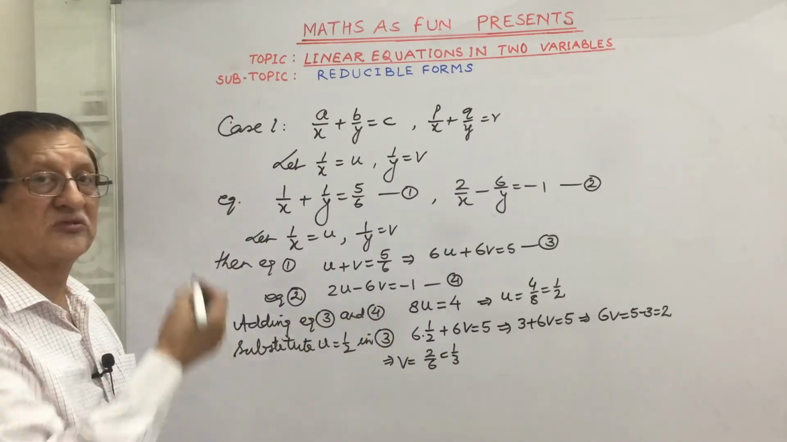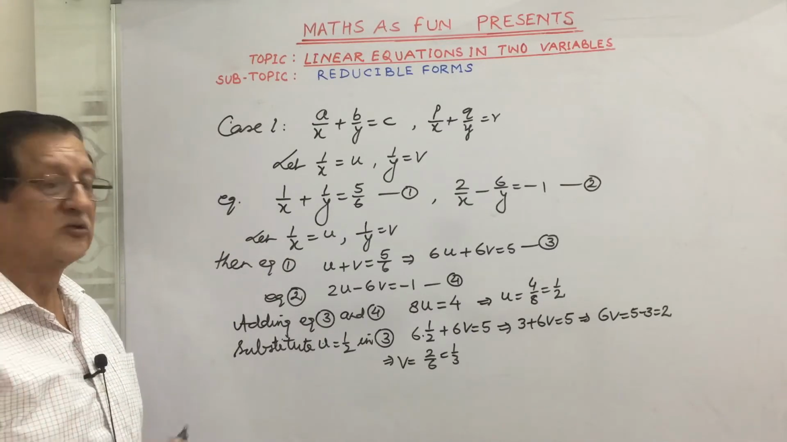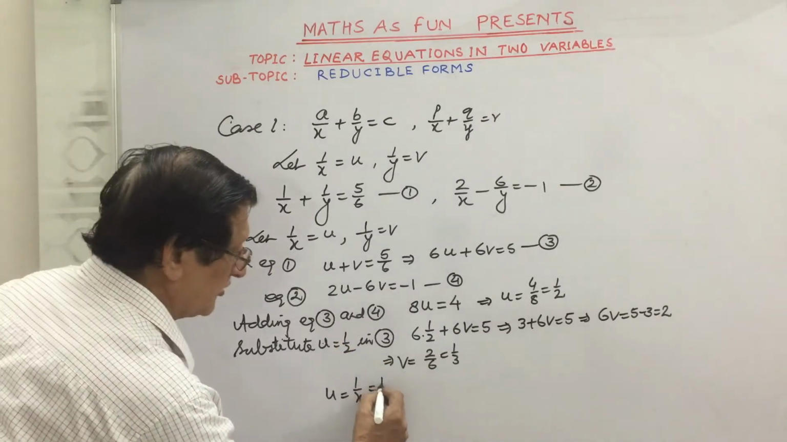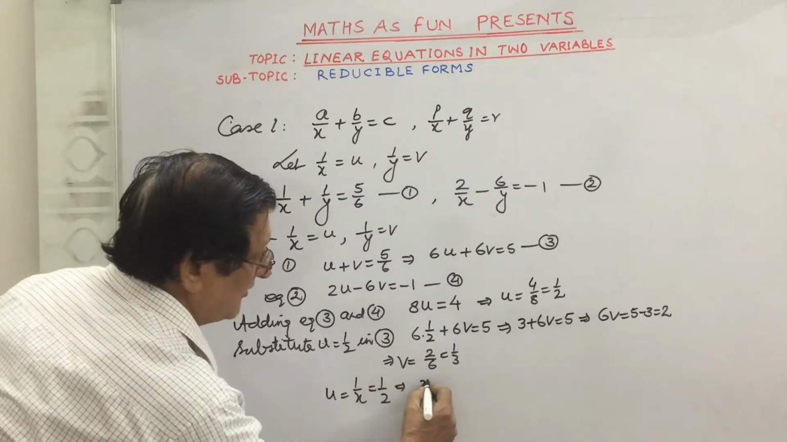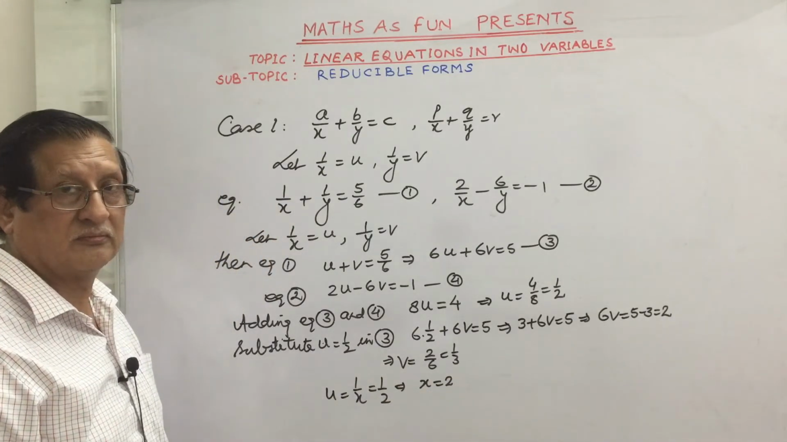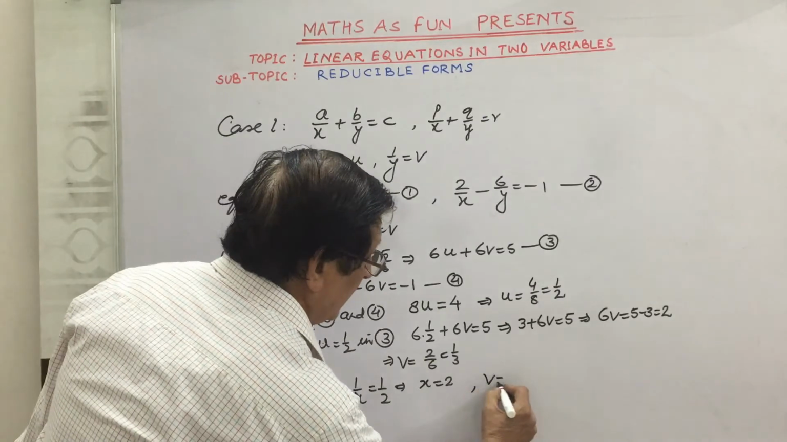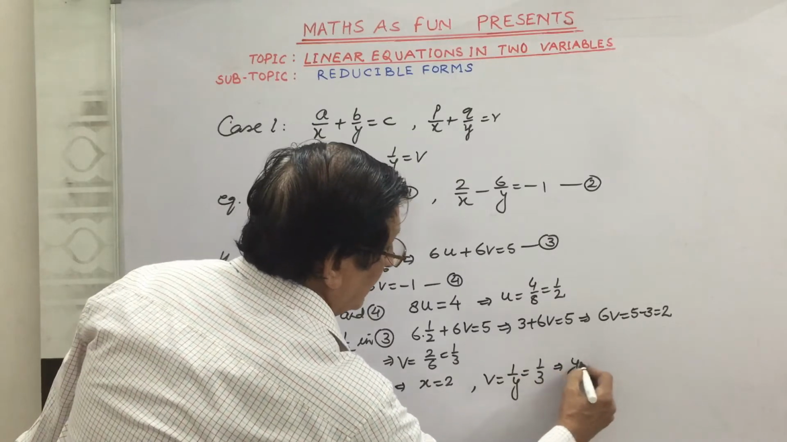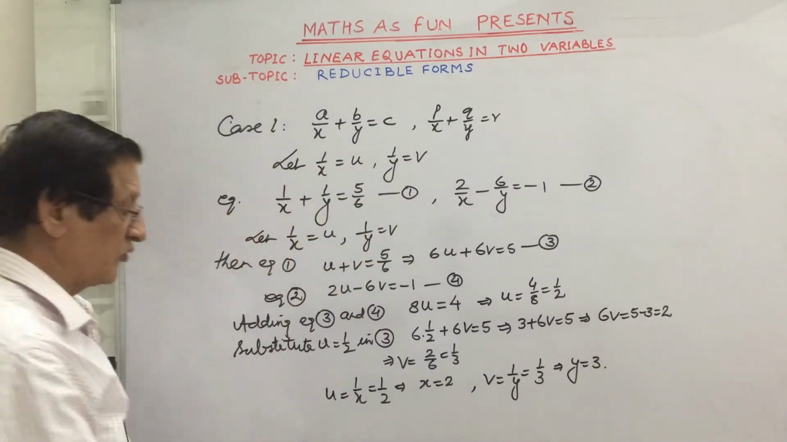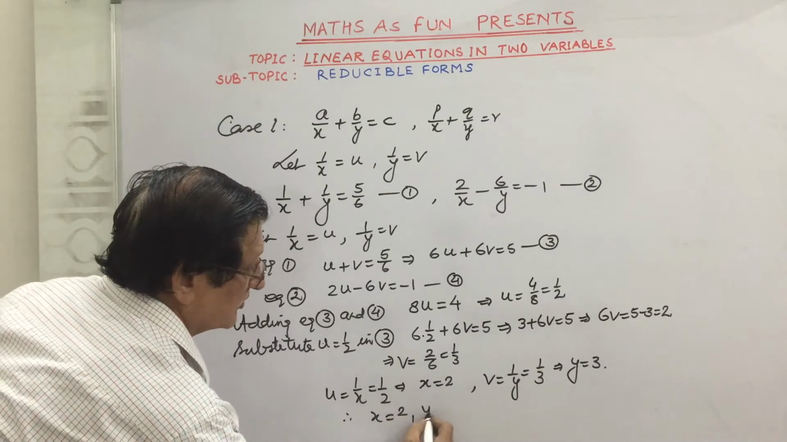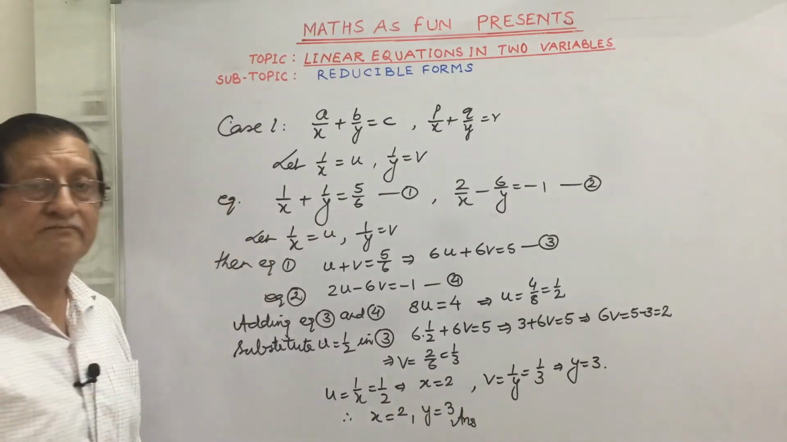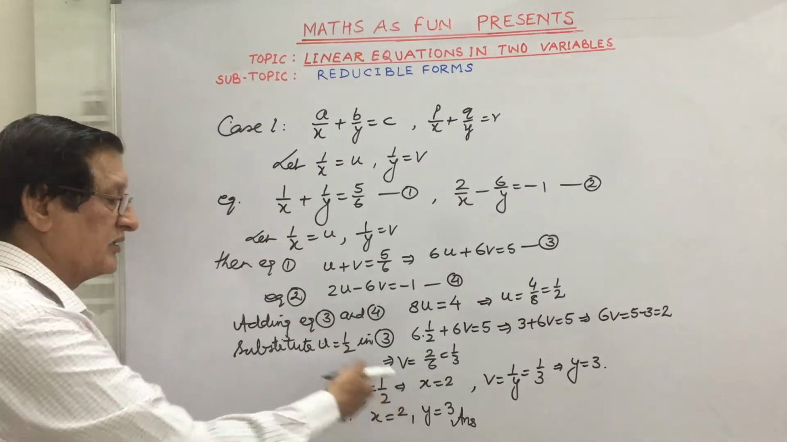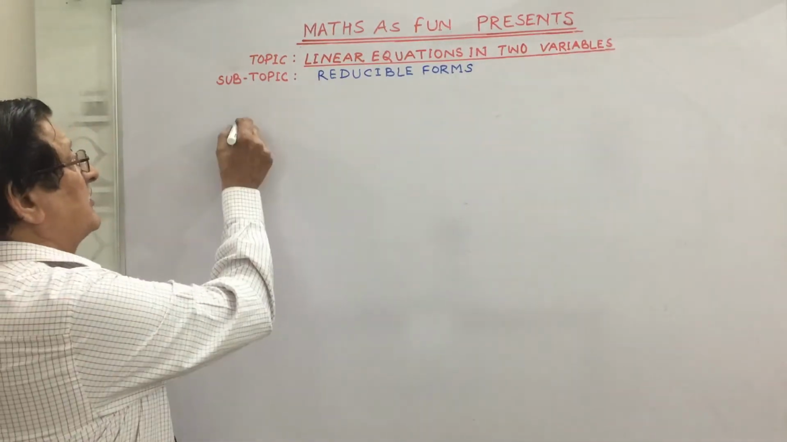But u and v are not the solutions. We have to find out the values of x and y. So what we do here, we write u is 1 upon x, which is equal to 1 upon 2, and if we cross multiply, we are getting x is equal to 2. And same way, v is 1 upon y, which is equal to 1 upon 3. It means when we cross multiply, y is 3. And therefore, the final solution is x is equal to 2, y is equal to 3. So like this, in this type of cases, the equations can be reduced to the linear form and then their solutions can be found.